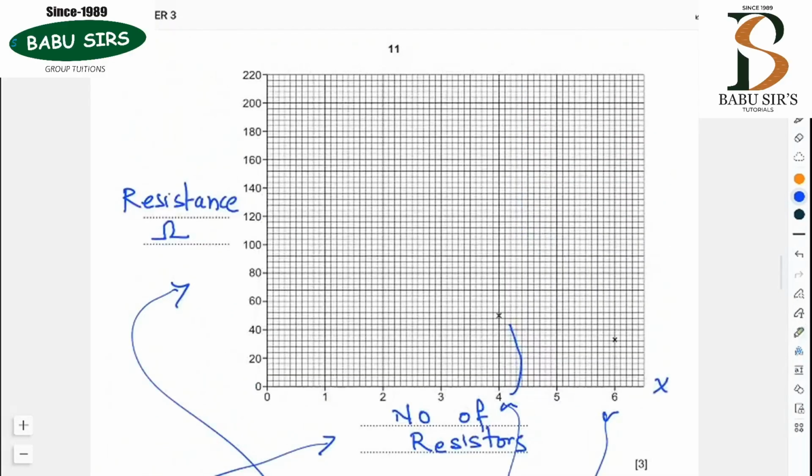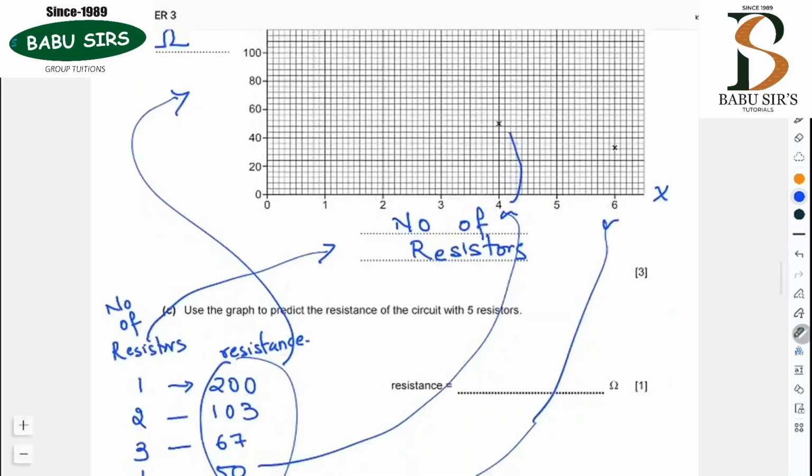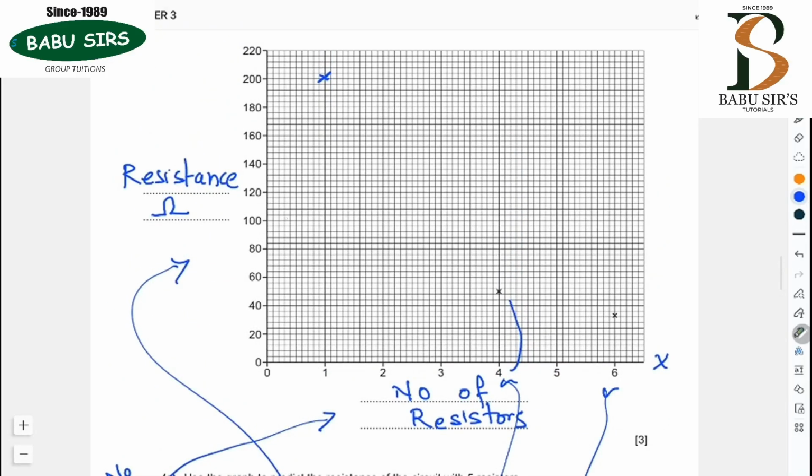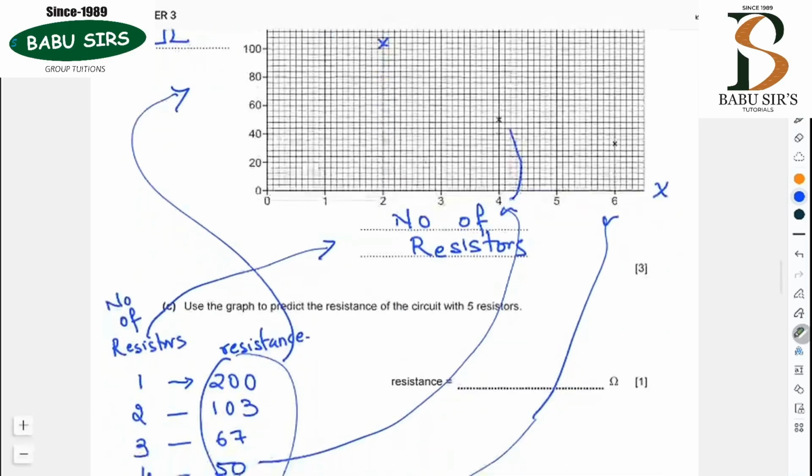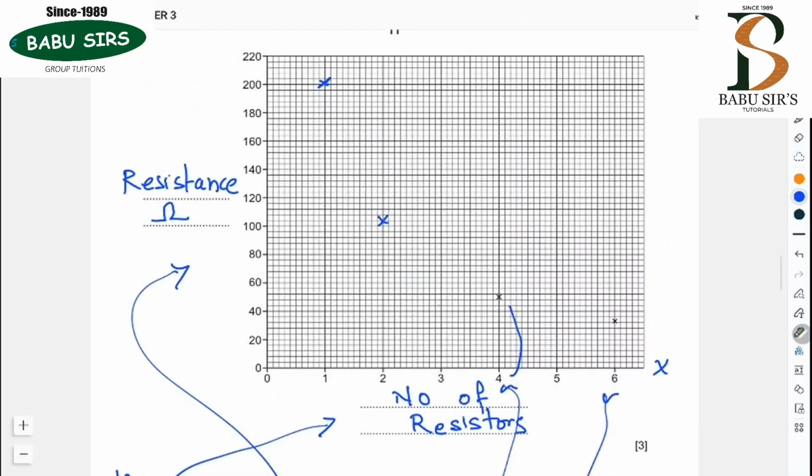Figure number 1 is 200. So I think it is here. 1 is 200. 2 is 103, so 2 is 103 somewhere here. 3 is 67, which might be somewhere here. So what will we do? We will join all this. I think I missed the last one.